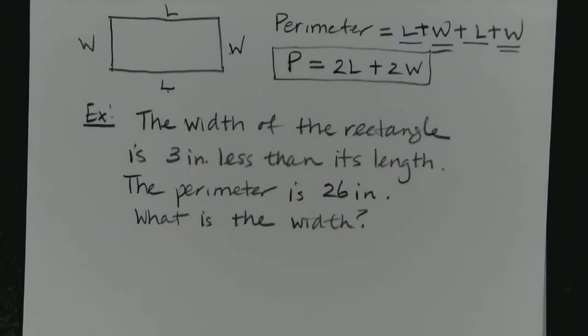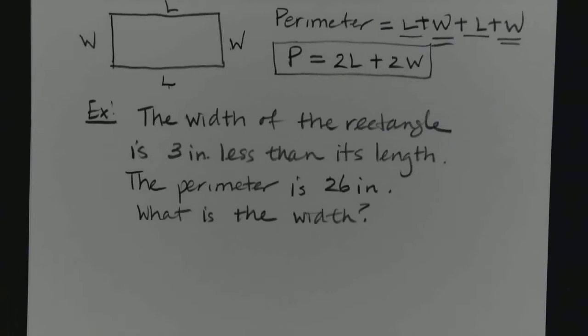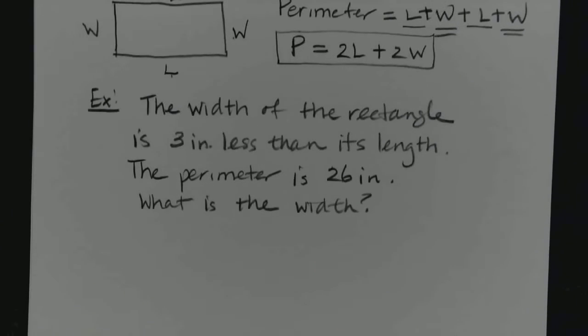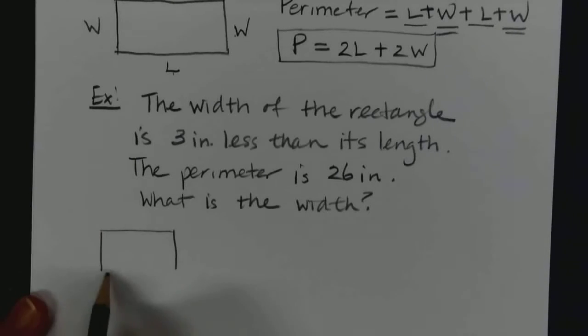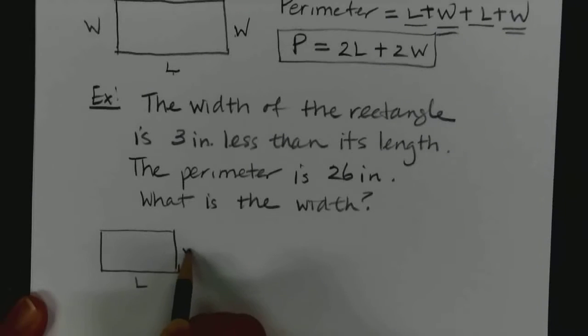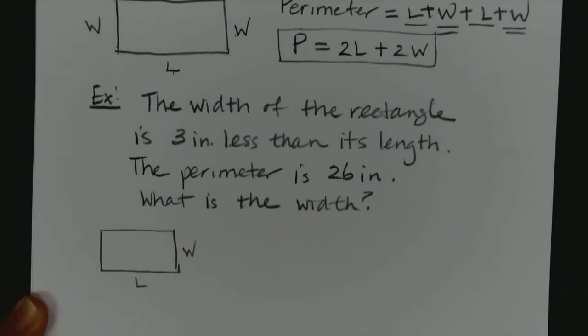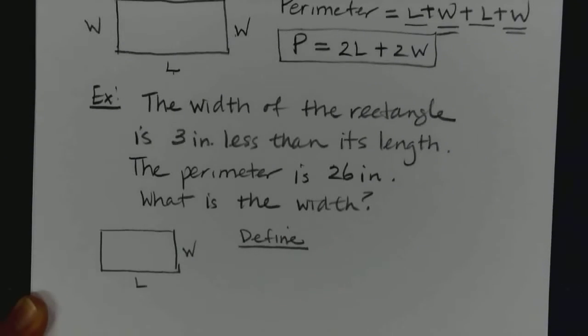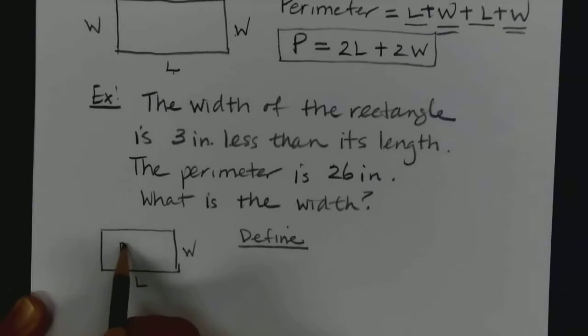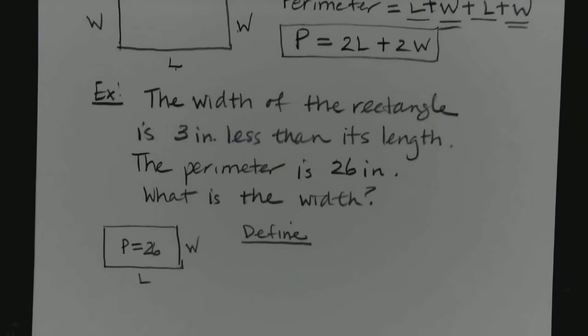Okay. All right, so the width of the rectangle is 3 inches less than its length. The perimeter is 26 inches. So what you want to do first of all is what? I recommend drawing a picture. And then I'm going to define our variable. Okay? And I know that perimeter is 26 inches. This is what I'm going to do first.